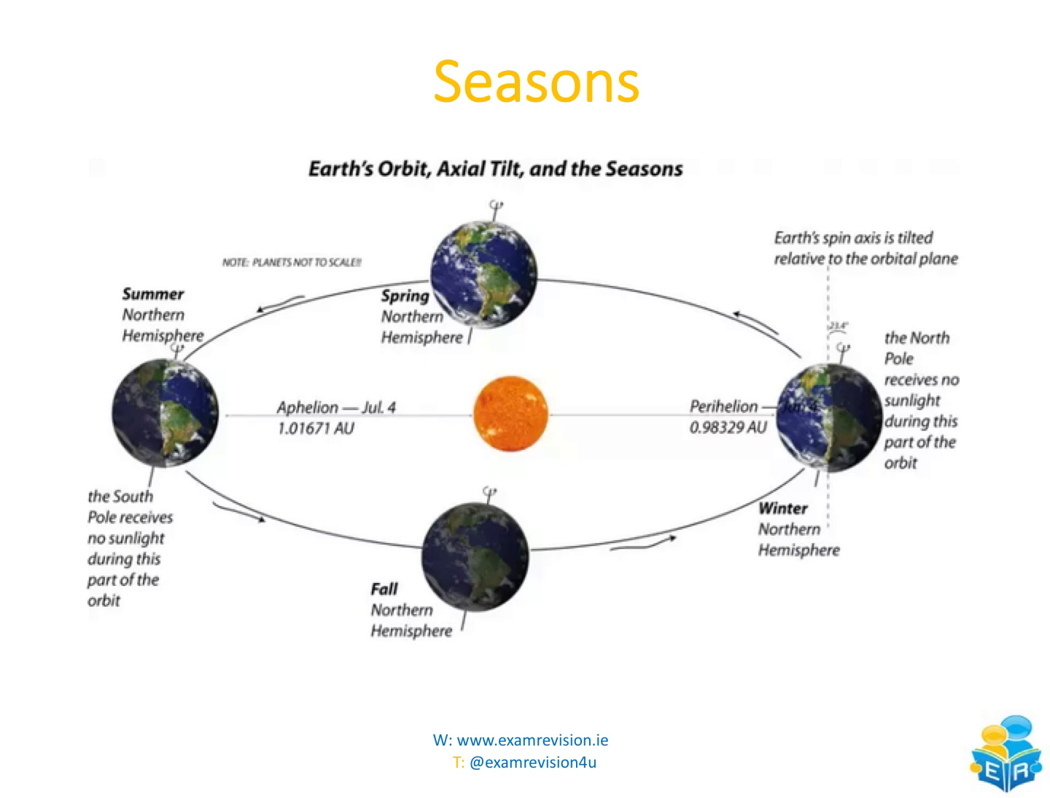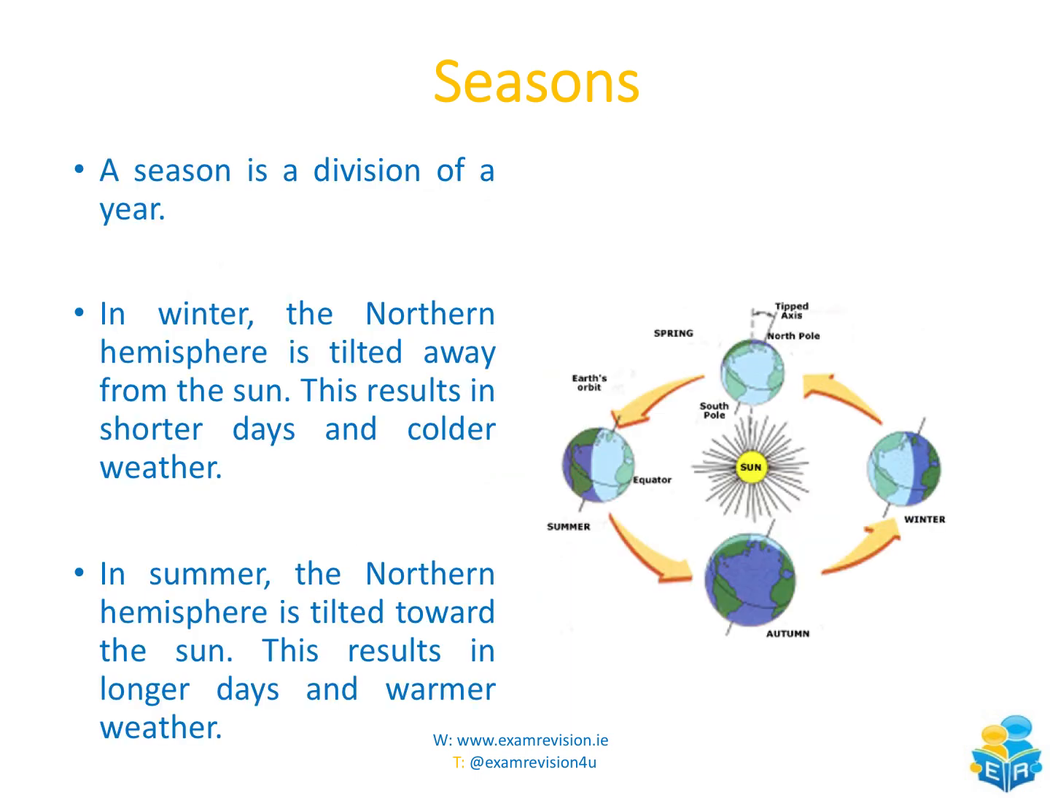So at summertime, we have longer days, we're tilted toward the sun. Wintertime, we're tilted away from the sun. So that's the seasons. When we mention a season, it's just a division of a year. So we divide it into 4 seasons. So we have summer, autumn, winter, and spring. There are 4 3-month divisions of the year.